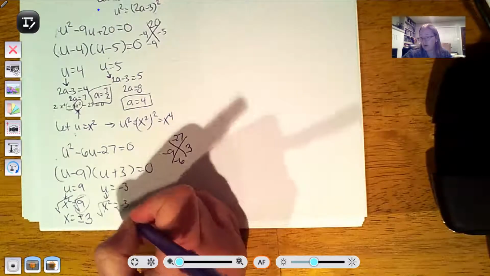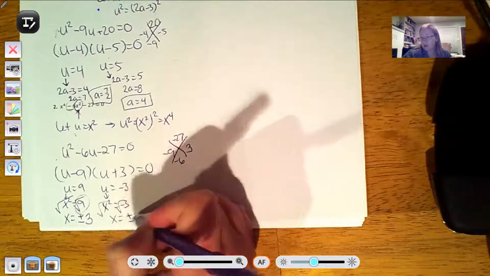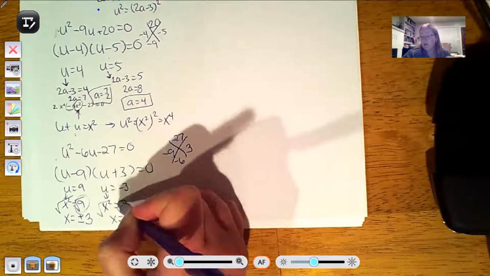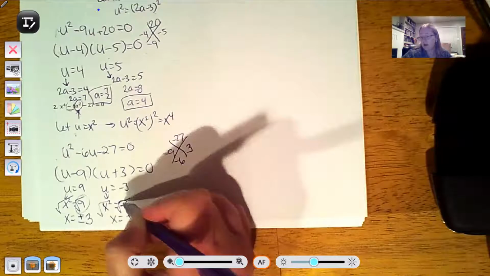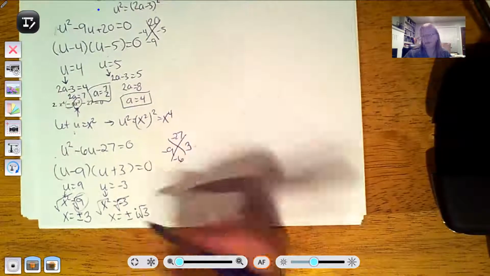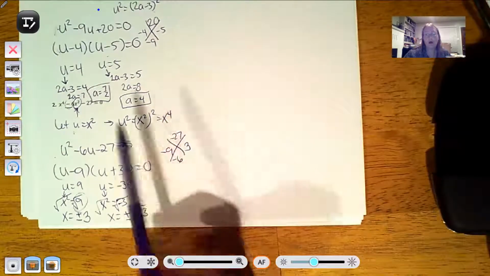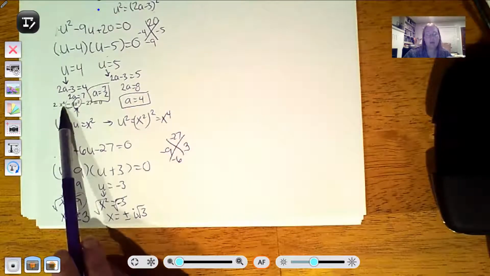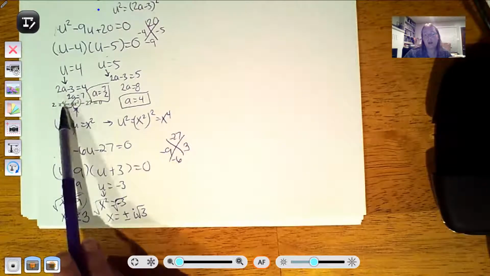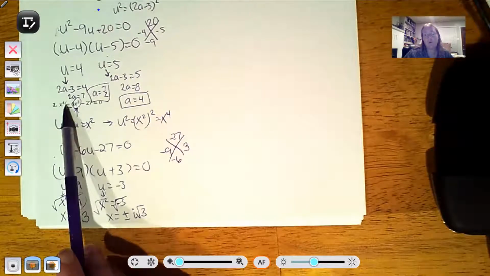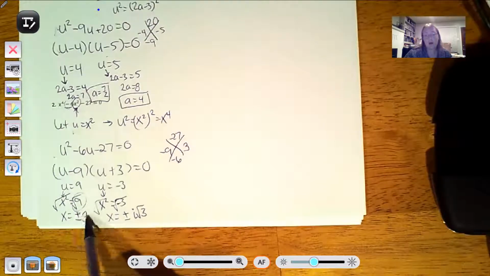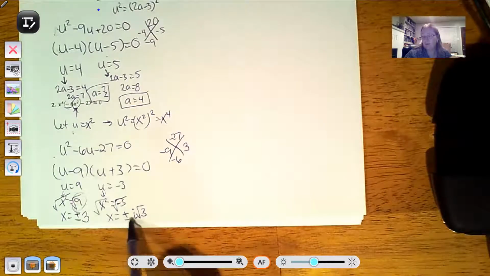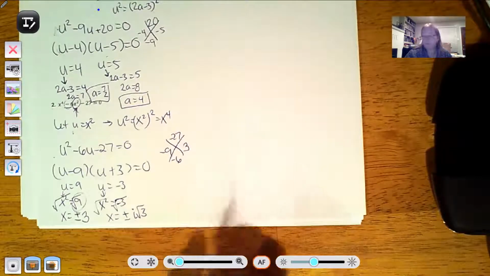Taking the square root here, we're going to have plus or minus i, from the square root of the negative, and then the square root of 3 can't simplify, so root 3. If you've watched my other videos, you may recall that the highest exponent tells you how many solutions there are for a polynomial, and so we would have 4 solutions. Positive 3, negative 3, positive i root 3, and negative i root 3 are your 4 solutions.